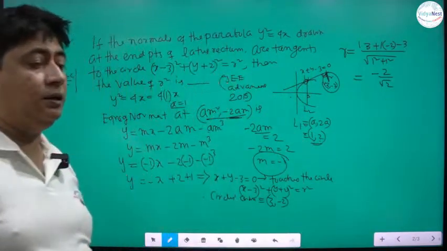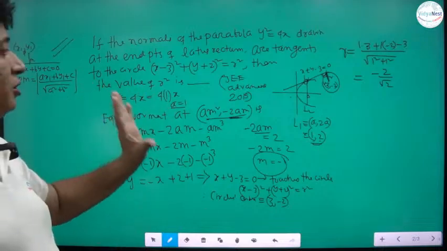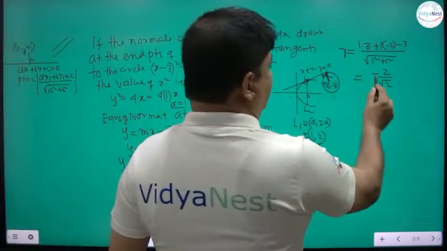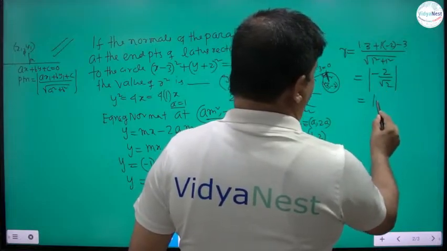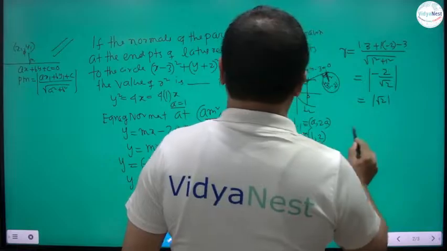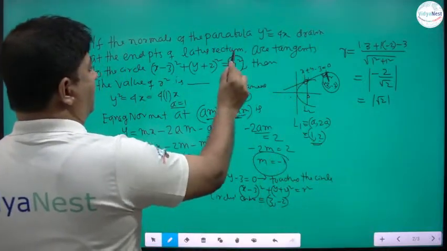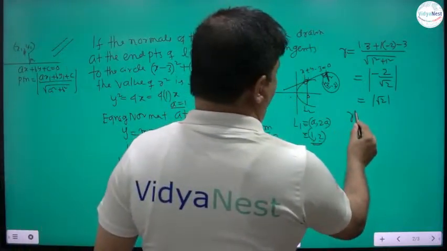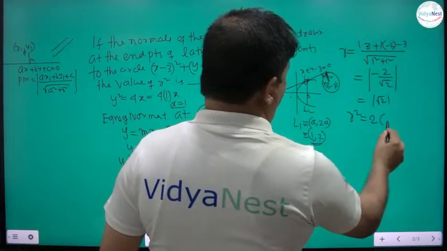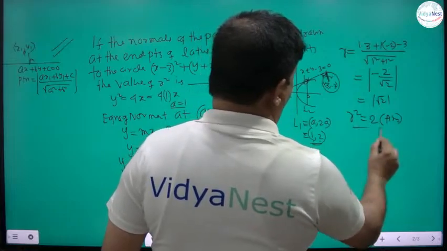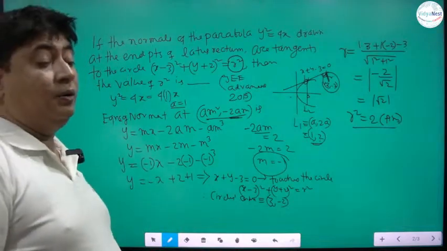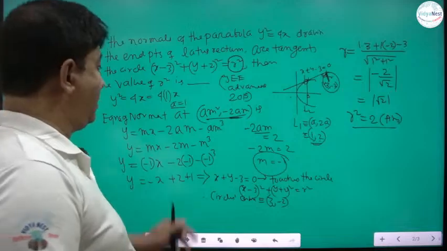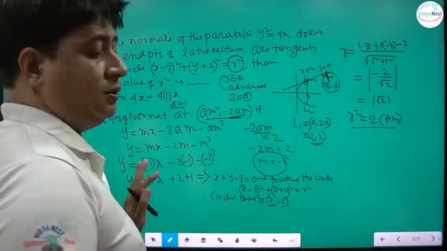But what is the fundamental question? Radius cannot be negative, so put it in a mod. Root 2 only. We are told to find what? R square. R square is 2. So, a JEE Advanced level question which makes students perplexed. Actually, it is not. Understand?